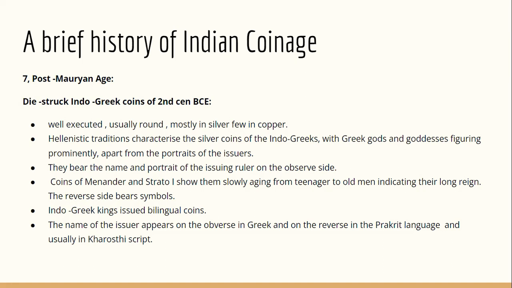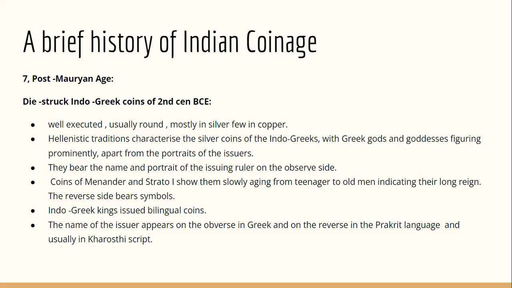Up till now, like the coins of the Mauryan period, we find the natural symbols and all. We don't find the portrait of the issuing king. We do not find the name of the issuing king. As a result, we cannot definitely say that this coin was issued by this particular king. But when it comes to the Indo-Greek coins, these coins contain the portrait of the king. There is a legend mentioning the name of the king, and as a result, we can definitely say that this particular coin is issued by a particular king.